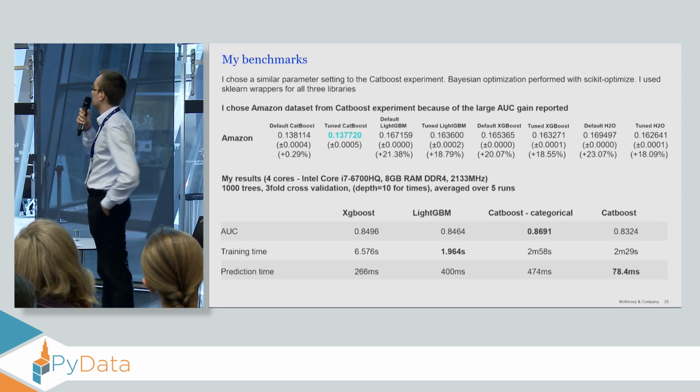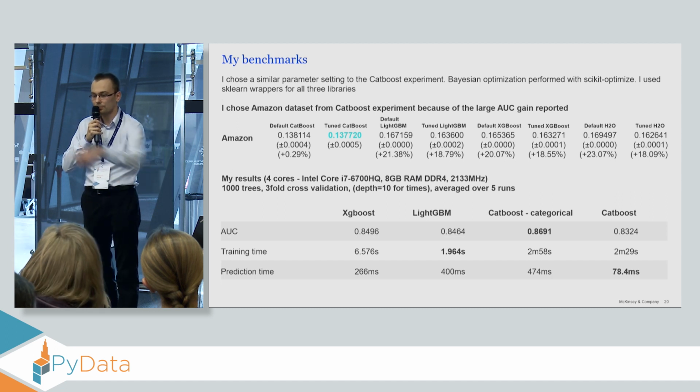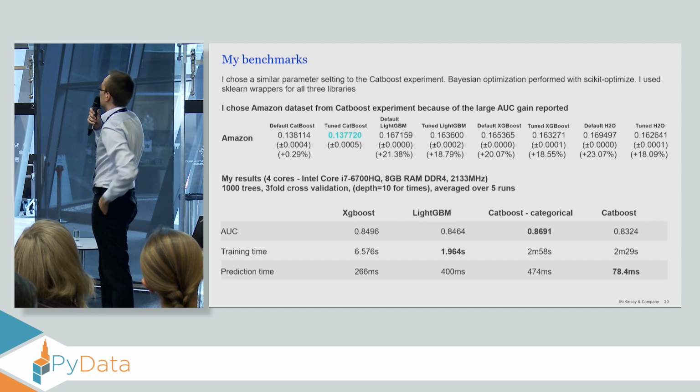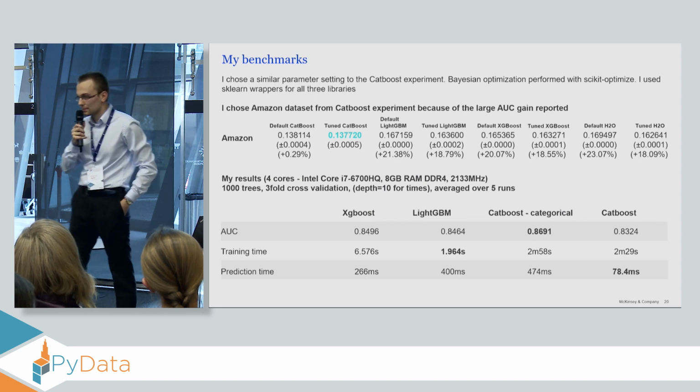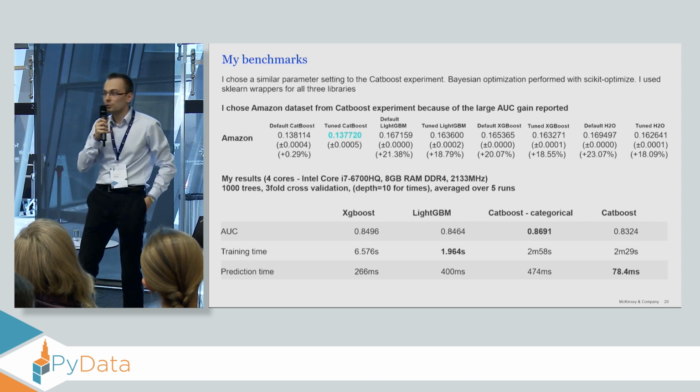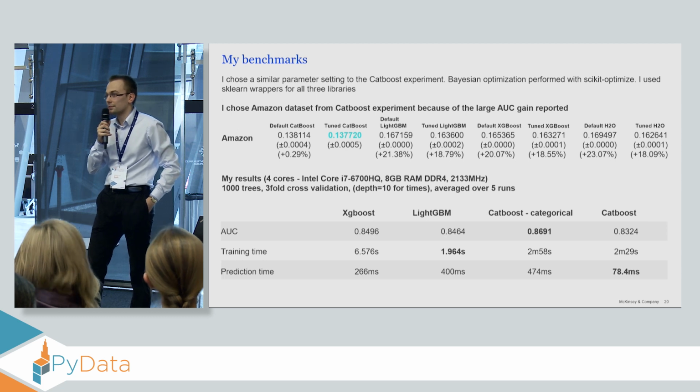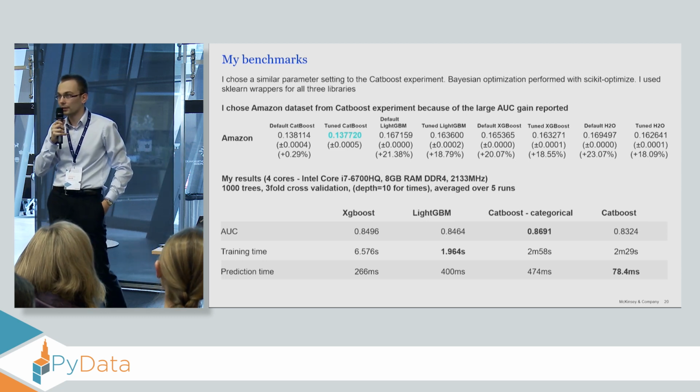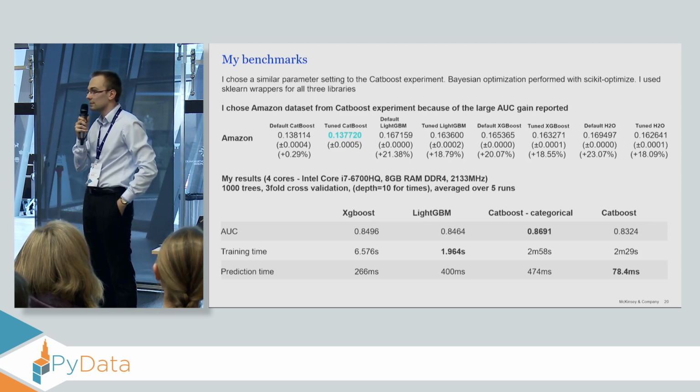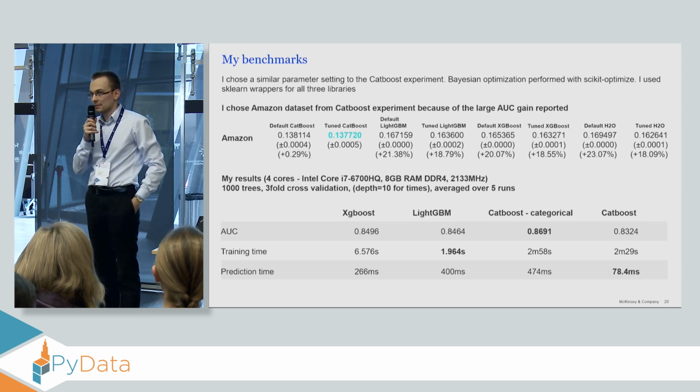I compared three things: the AUC, the training time, and the prediction time. As you can see, in terms of AUC, CatBoost is the best, but only if you manually specify to it which of the features are categorical. Otherwise, it does not perform this well. LightGBM has a similar feature.